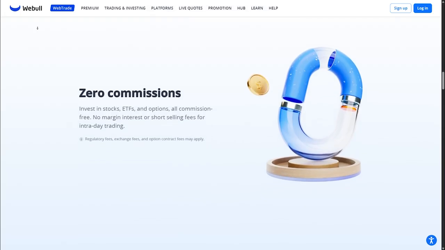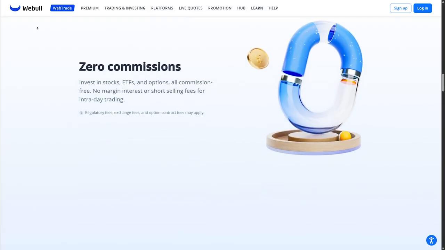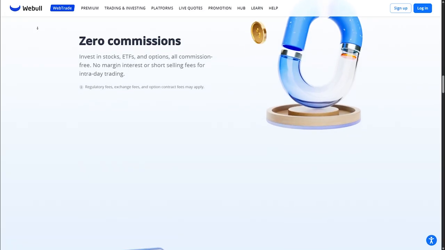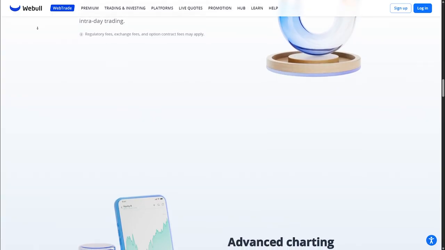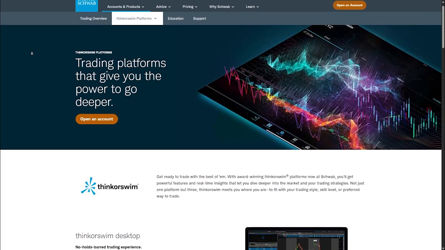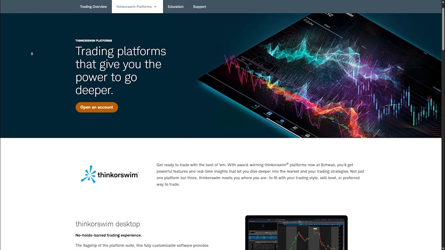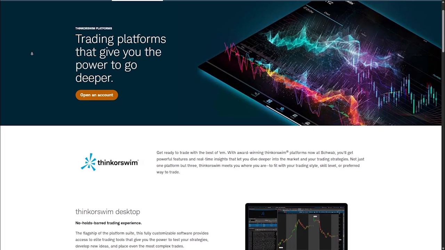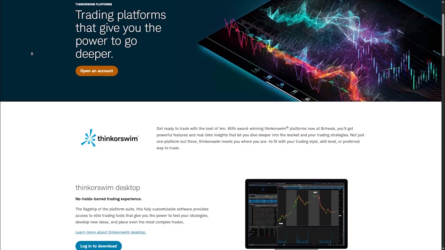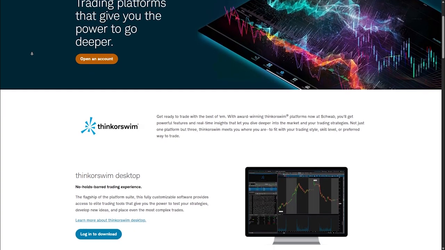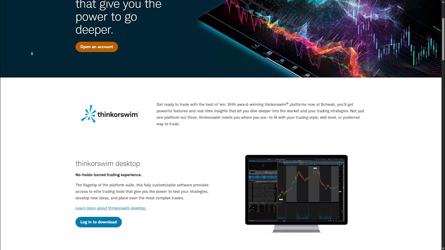So the bottom line is, it's a solid, simple platform for modern investors who want commission-free access to stocks, options, and crypto, all in a clean mobile application. Now, let's talk about Thinkorswim. Now under Charles Schwab, since the TD Ameritrade merger, Thinkorswim is often considered the gold standard for advanced traders who want deep analysis, complex strategies, and professional-grade tools, all free with a Schwab account.